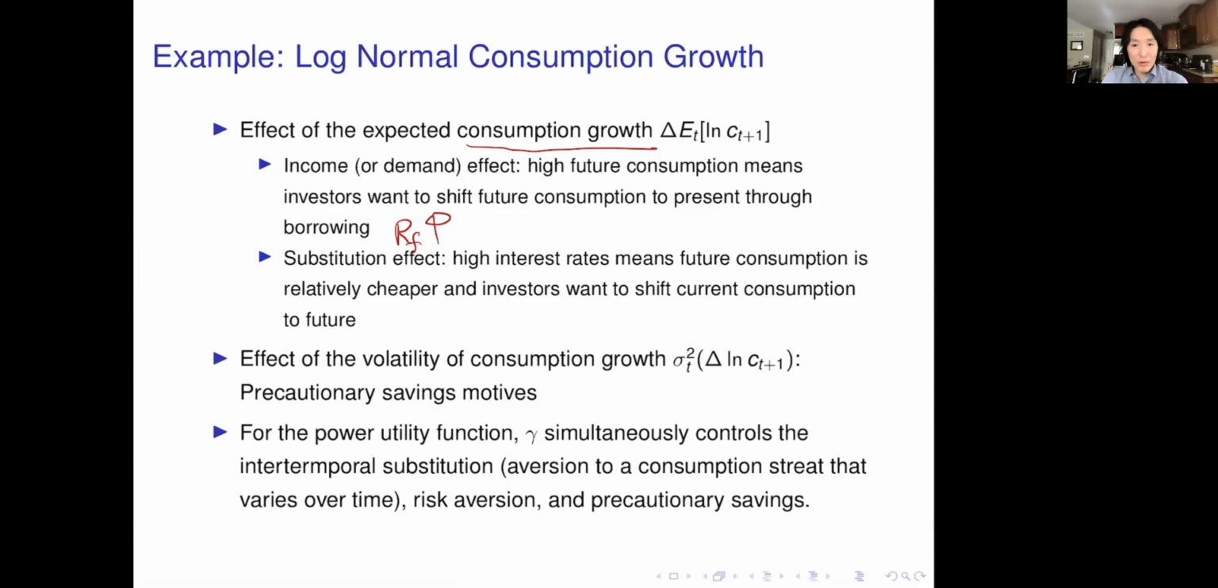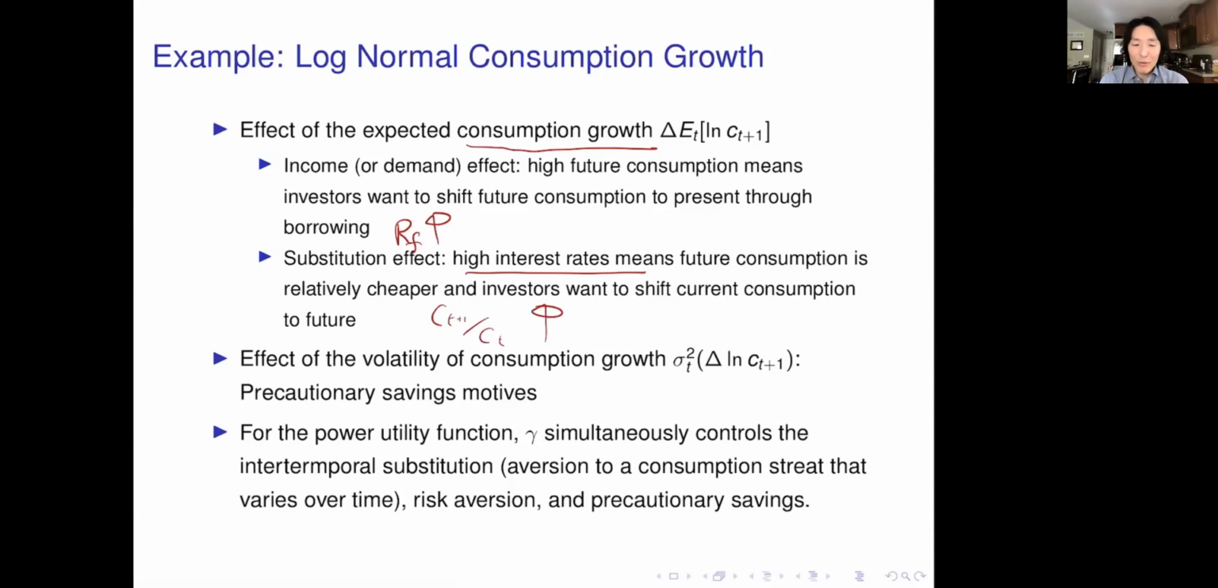In other words, when interest rates are high, future consumption is relatively cheaper, so investors want to shift the current consumption to the future. So therefore, the risk-free rate is also going to be high. In other words, when the risk-free rate is high, then the consumption growth is going to be high.